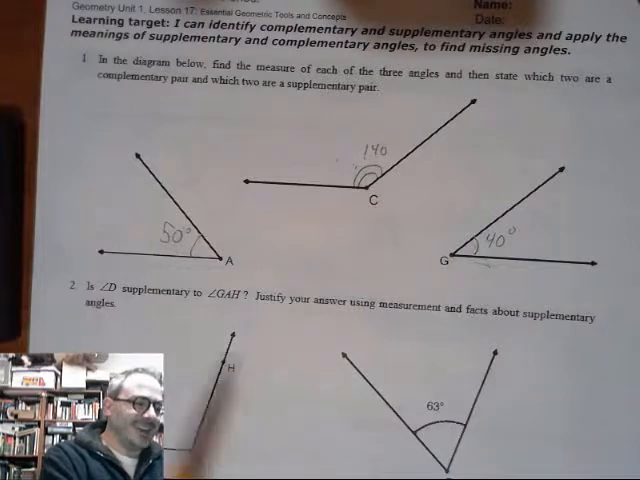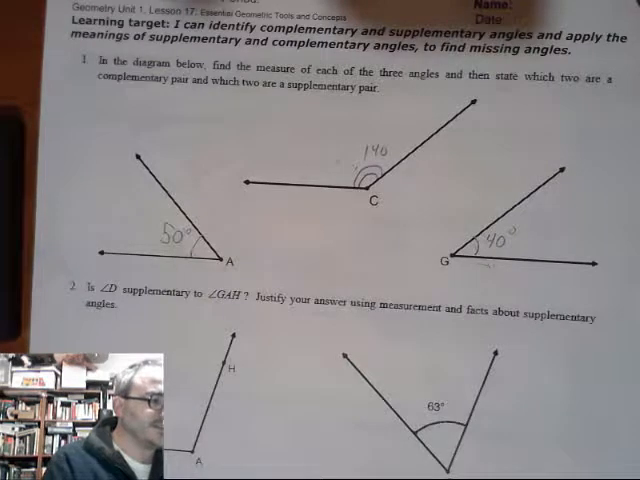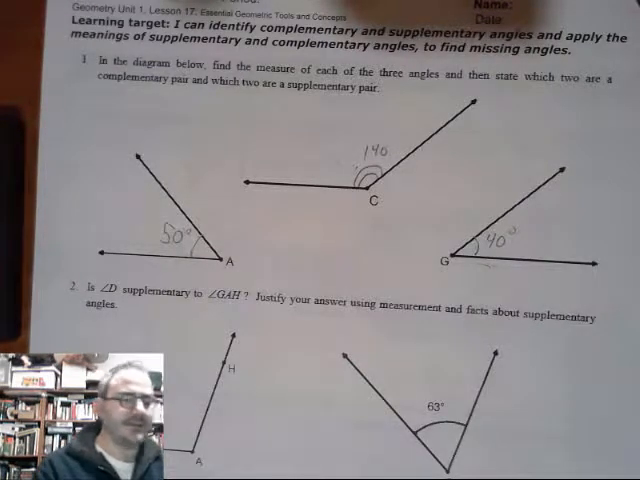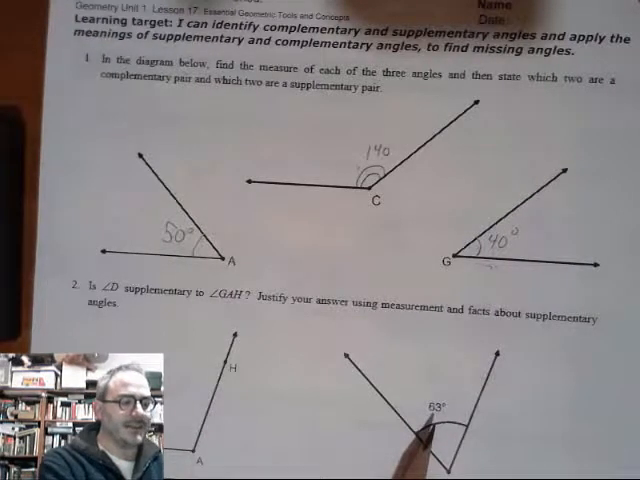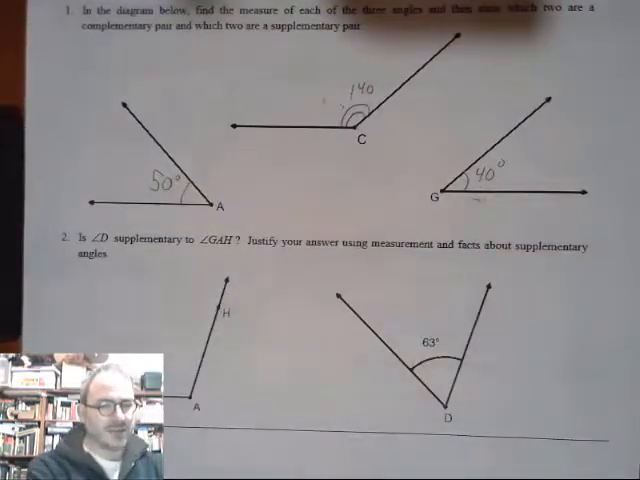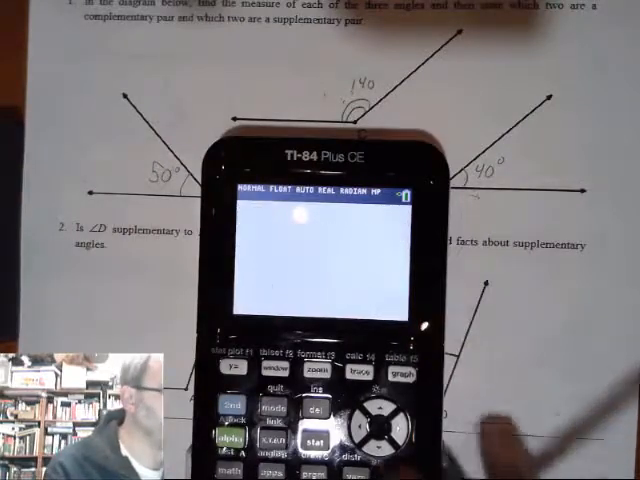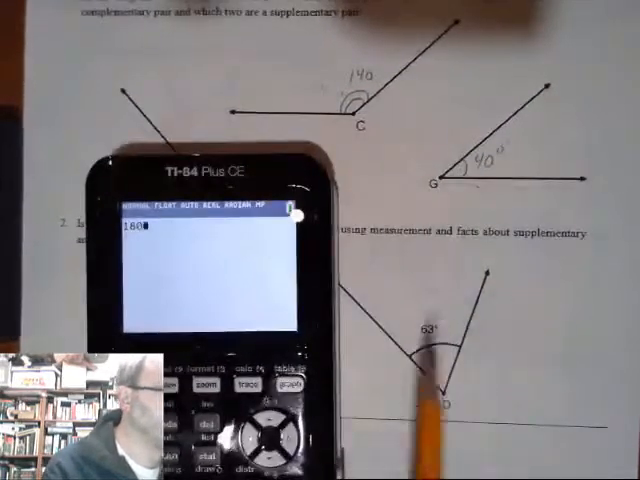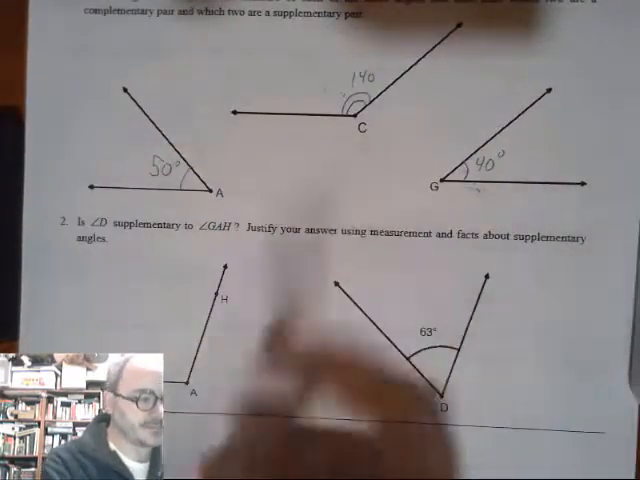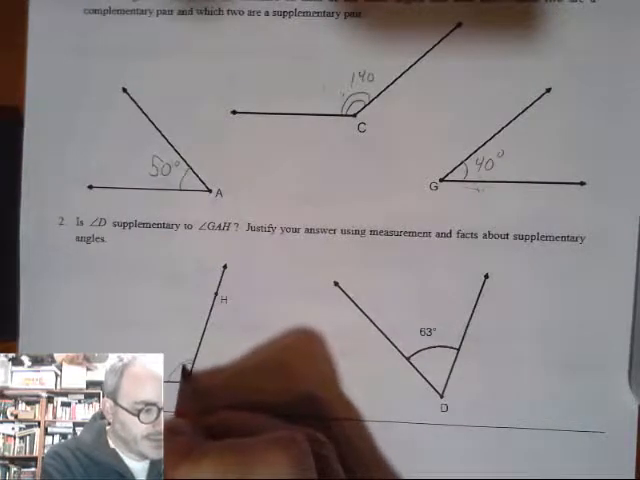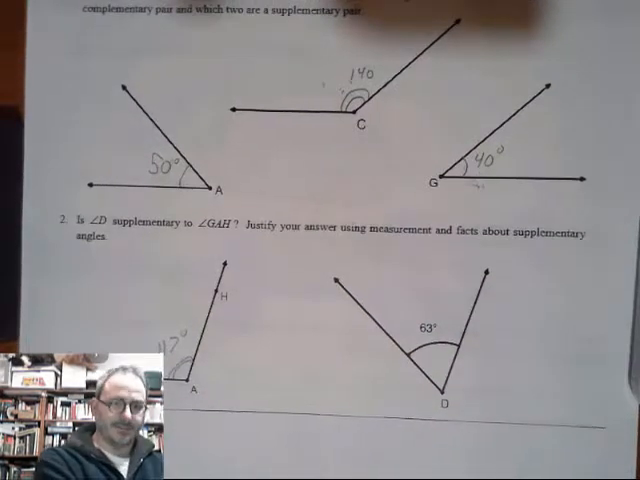All right, angle D. Angle D is supplementary to angle GAF. Justify your answer using measurement and facts about supplementary angles, okay? So, they're saying that this measure here is supplementary to this measure there. What does supplementary mean? It means two angles equal 180 degrees. So, 180 degrees minus 63 gives me a remainder of 117. If I know for sure that these two are supplementary, then this has to be 117 degrees. It has to be.